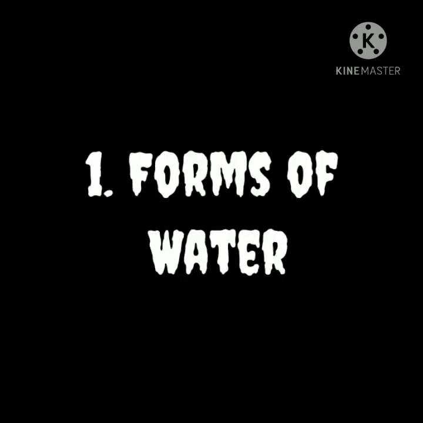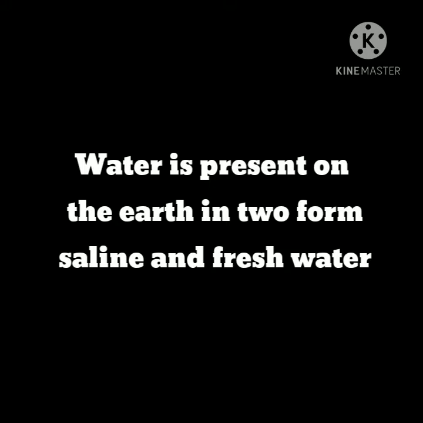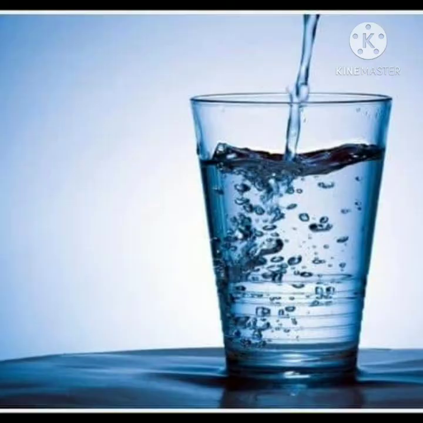First topic of this chapter is forms of water. Water is present on the earth in two forms, that is saline and fresh water. Fresh water is any naturally occurring water except seawater and brackish water.